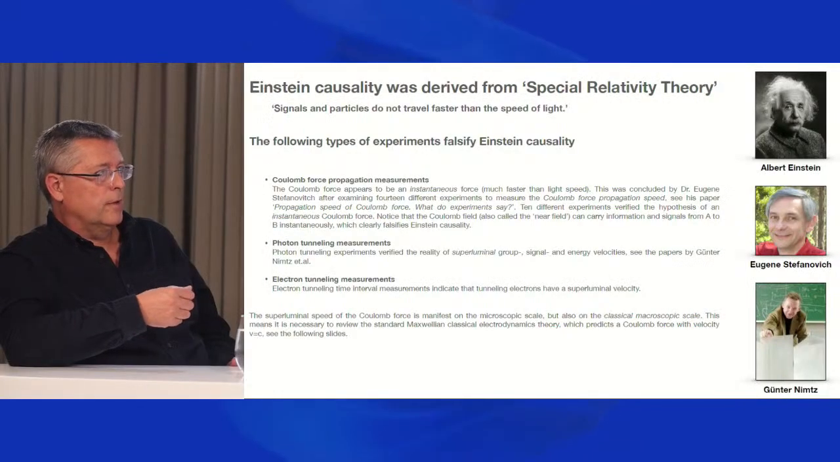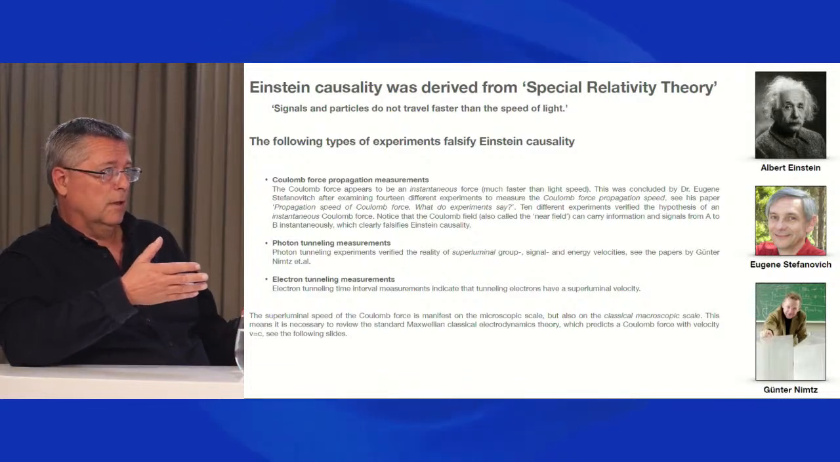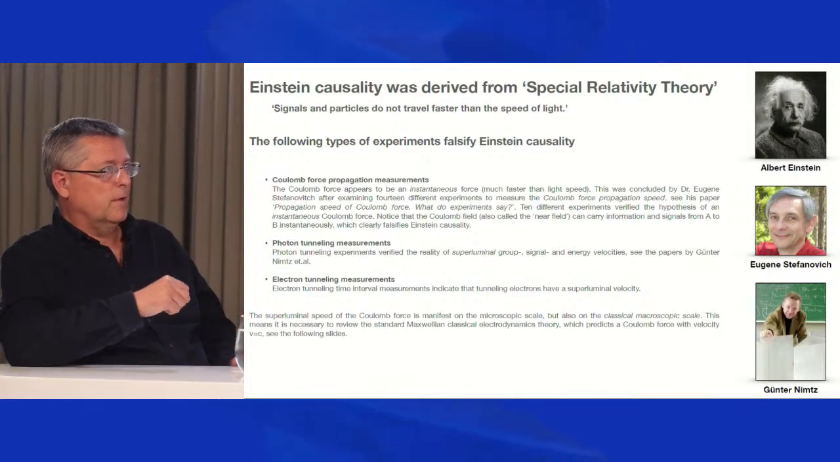And then we have that other principle that we have to doubt, the Einstein causality. And that was derived from special relativity theory. And signals cannot have a velocity, or particles, that is faster than the speed of light.